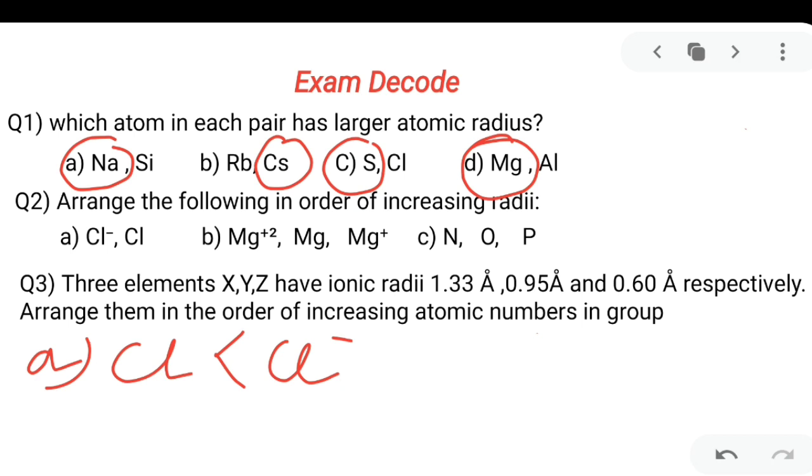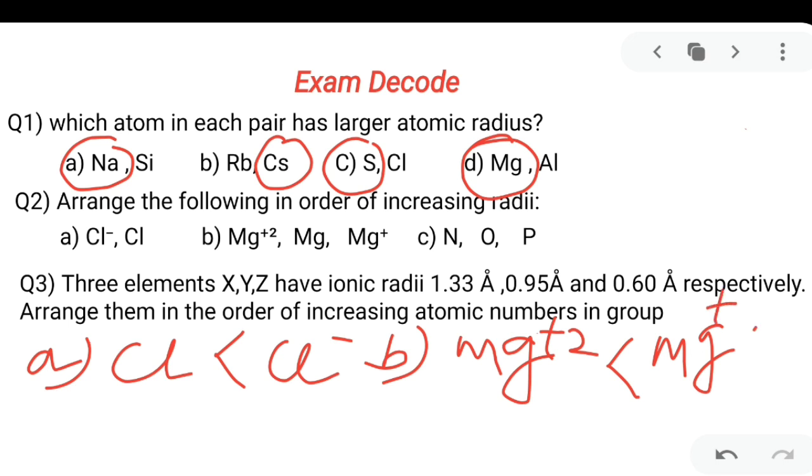Now Mg plus 2, Mg plus 1. It is a cation. When magnesium loses 1 electron, it forms the magnesium ion. When it loses 2 electrons, it forms the Mg plus 2 ion. So of course the size of a cation is always smaller than that of the parent atom. So whose size is smaller here? Mg plus 2 is smaller than Mg plus 1, which is smaller than magnesium.